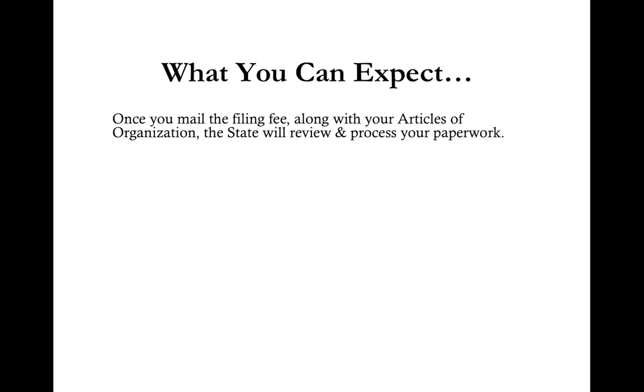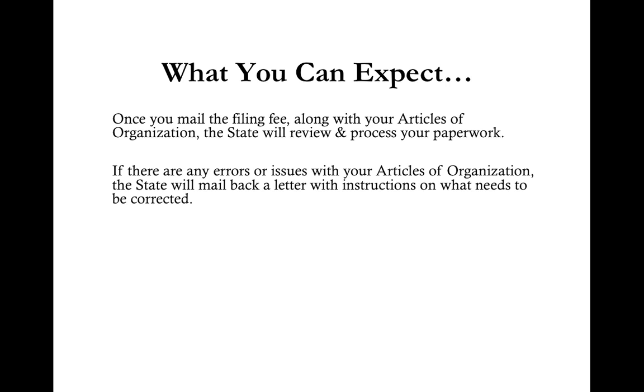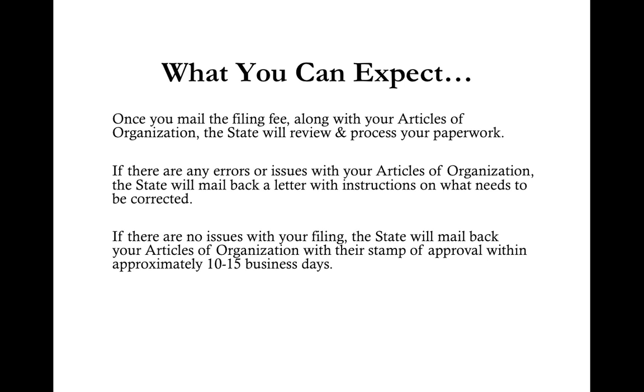Once you mail the filing fee along with your Articles of Organization, the state will review and process your paperwork. If there are any errors or issues with your Articles of Organization, the state will mail back a letter with instructions on what needs to be corrected. If there are no issues with your filing, the state will mail back your Articles of Organization with their stamp of approval within approximately 10 to 15 business days.